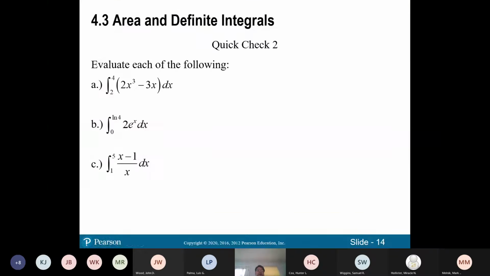All right, let's do A. That's a good test question. I'll write that one down on my handy dandy whiteboard. A is the antiderivative from 2 to 4 of 2x to the third minus 3x dx.